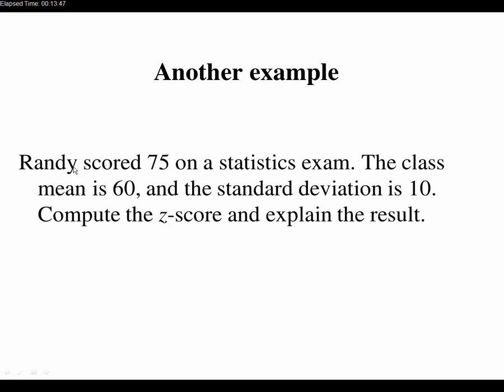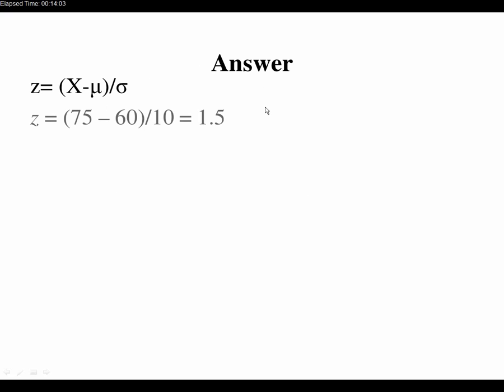Here's another example. Randy scored 75 on a statistics exam. The class mean is 60 and the standard deviation is 10. All right, we're going to compute the z-score and explain the result. There you go. So we're going to take z equals x minus the mean, divided by the standard deviation, and we come up with 75 minus 60 divided by 10 equals 1.5. I'm going to just move over to a very short next presentation.